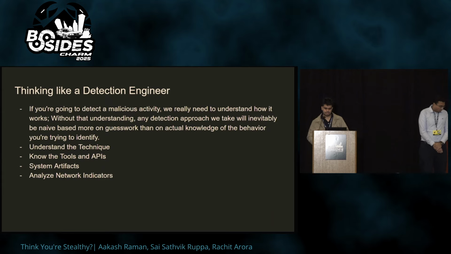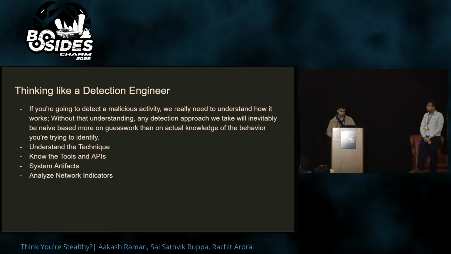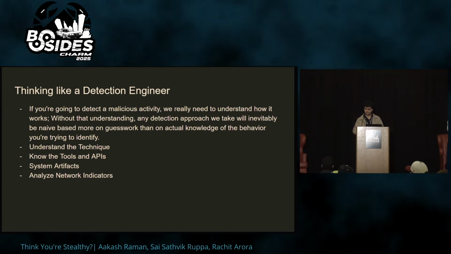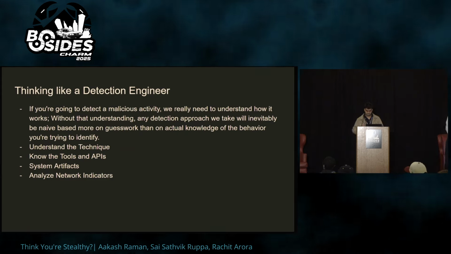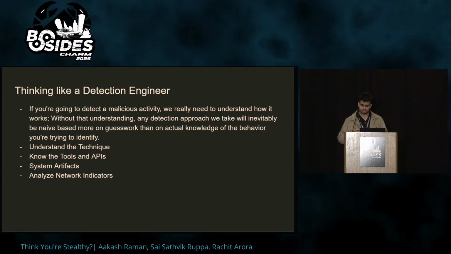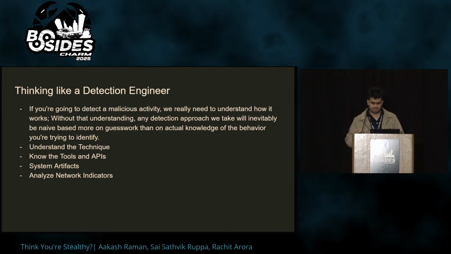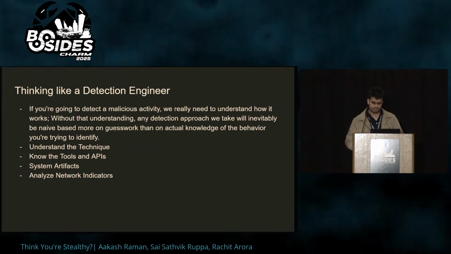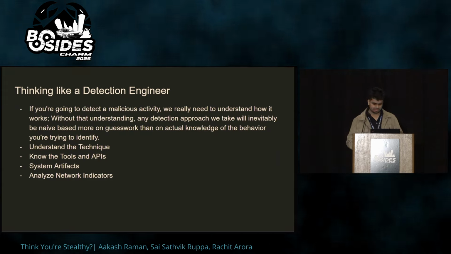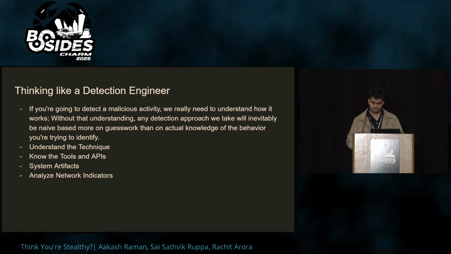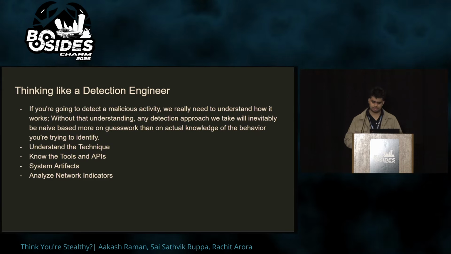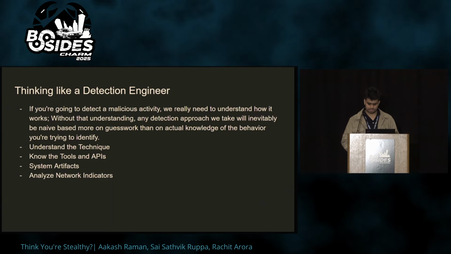So yeah, before we start the presentation, I just want to let you know how you can think like a detection engineer. If there's any malicious activity, you have to understand how it works from the ground up, instead of taking a more naive approach. Try to understand what the binary or the threat actor is doing. Could be a technique, like lateral movement or credential dumping. What are the tools involved? Is it like Bloodhound, Mimikatz? What are the APIs being loaded by the binary? Any system artifacts or network indicators, you have to try to figure out which is normal activity and what seems to be malicious, and then move forward with your detection engineering.